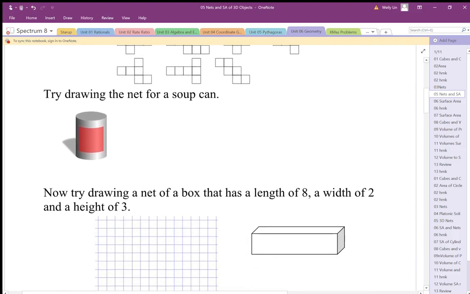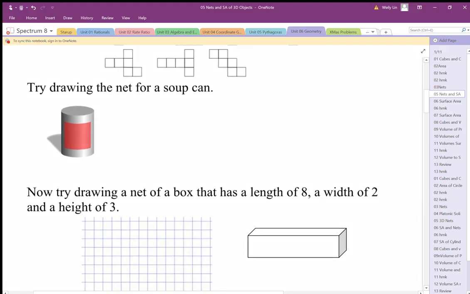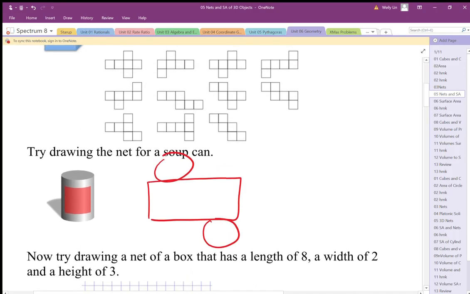All right, so the net of a soup can, basically a cylinder. We have the side surface, and we have a top, and we have a bottom. Okay, so there's our net for a soup can. And again, the idea is fairly similar to this one here, where you have a side surface, a top and a bottom.